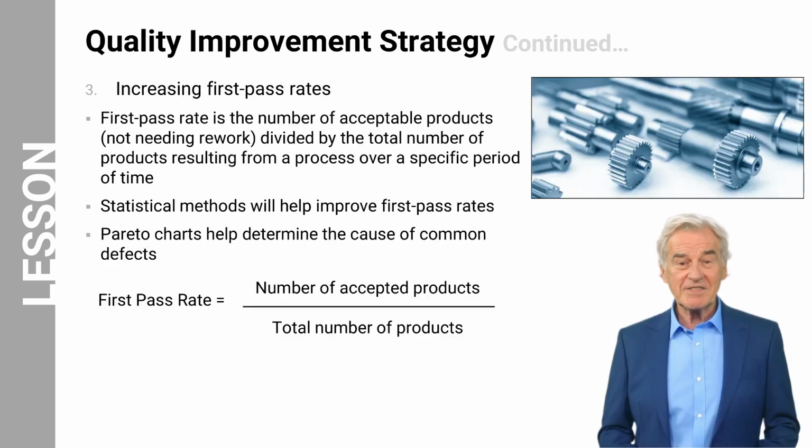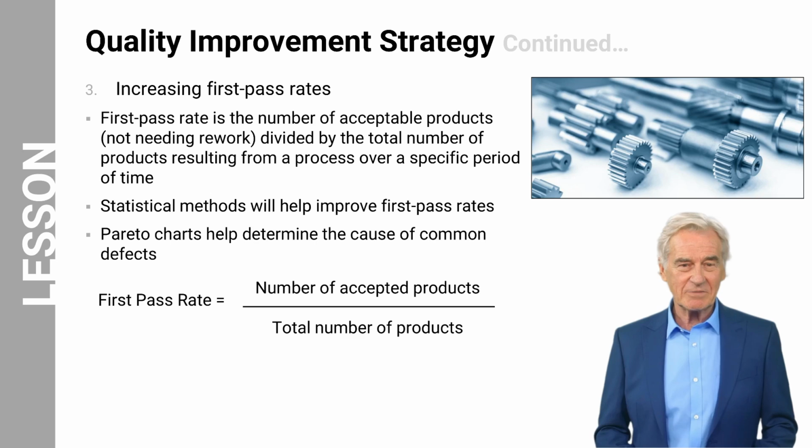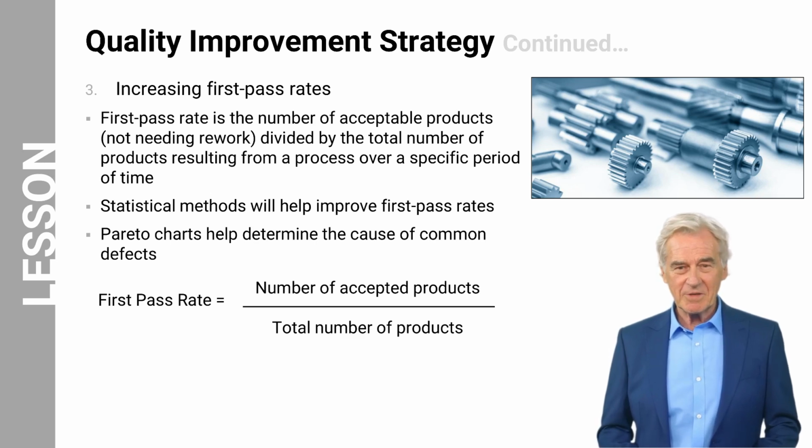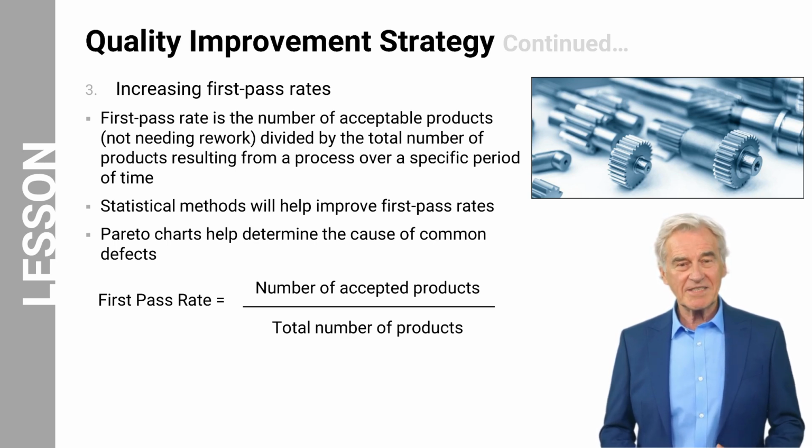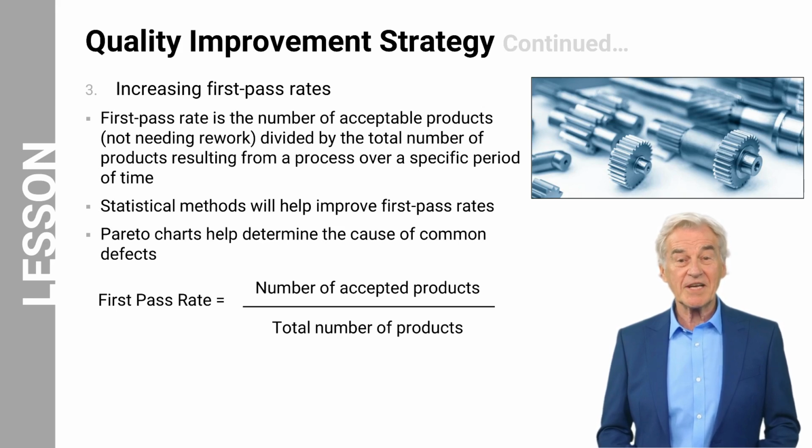First pass rate is defined as the number of acceptable products, those not needing rework, divided by the total number of products resulting from a process over a specific period of time. While it is expected that not all products from a particular process in a manufacturing facility will conform to engineering standards, first pass rates can be improved through quality control methods. Statistical techniques may be helpful in improving this metric.